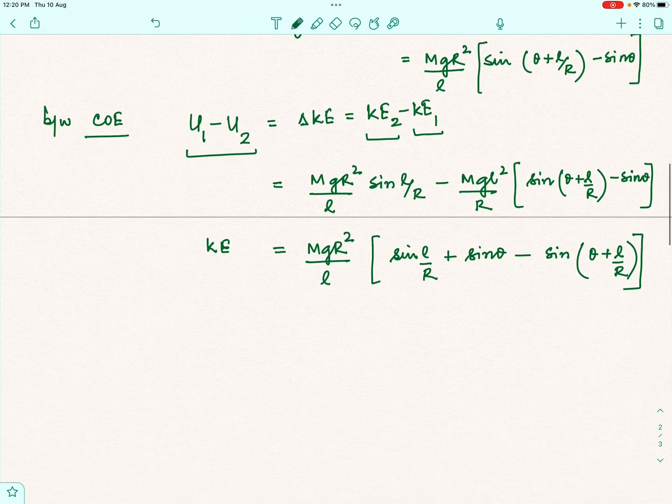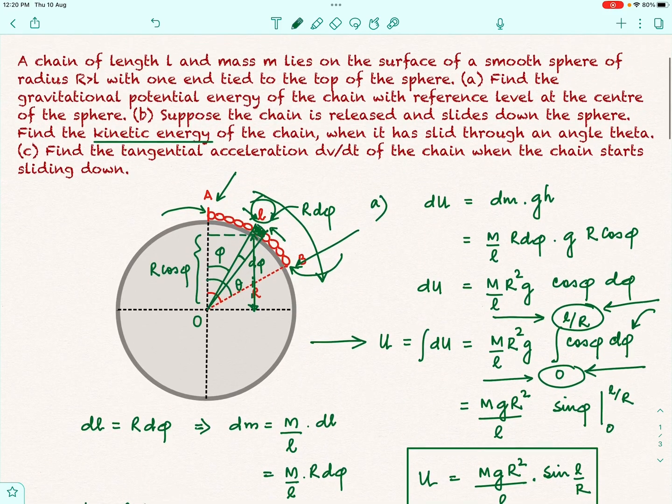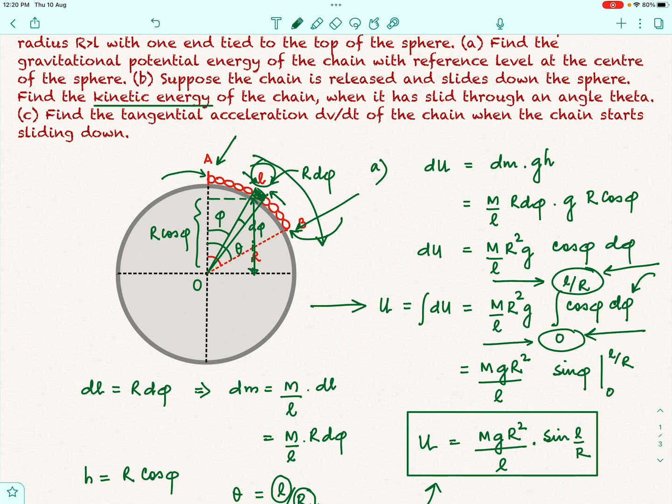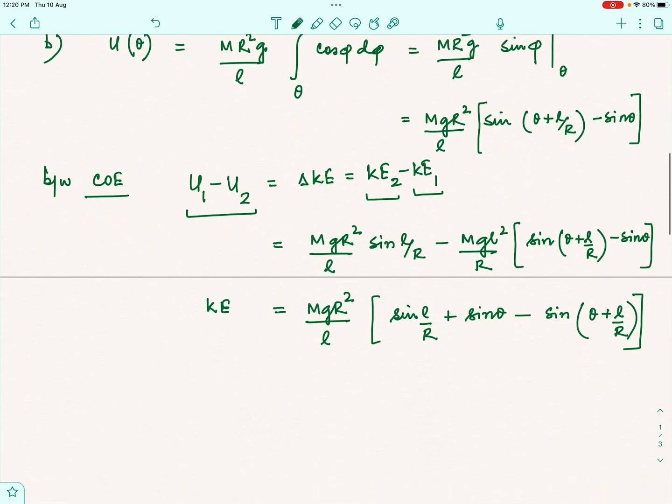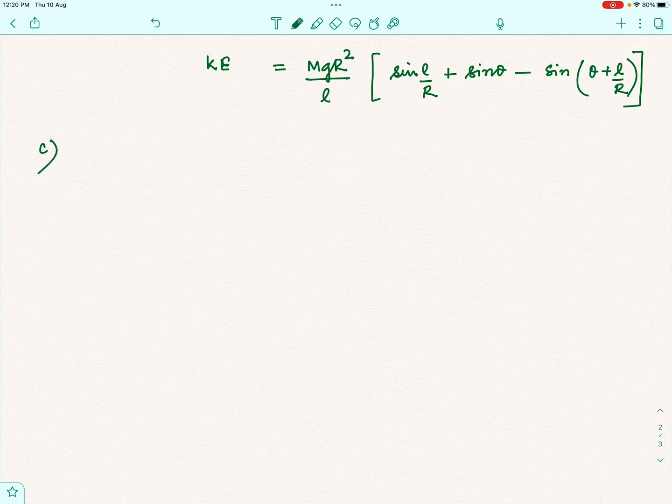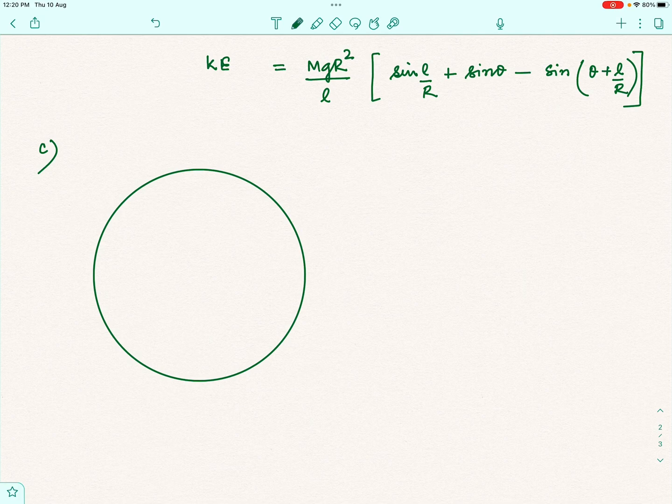The third part now, the third part of the question is, find the tangential acceleration dv by dt of the chain when the chain starts sliding down, the initial tangential acceleration of the chain. For this, let us draw the figure once again over here to understand the scenario. So, this is the sphere, let us say, and it is at this point A that the upper end of the chain is, and the chain goes till a length L.